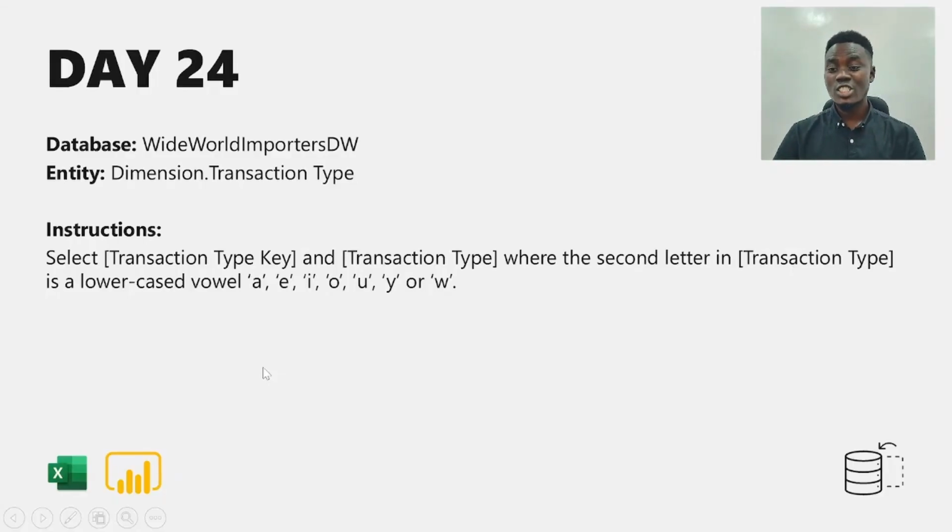In today's challenge, we are instructed to select the transaction type key and transaction type, where the second letter in transaction type is a lowercase vowel: A, E, I, O, U, Y, or W. We are using the Wide World Importers database and the transaction type table. This seems like one of the challenges we've done in the past, so let's head over to Power BI and see how that works out.